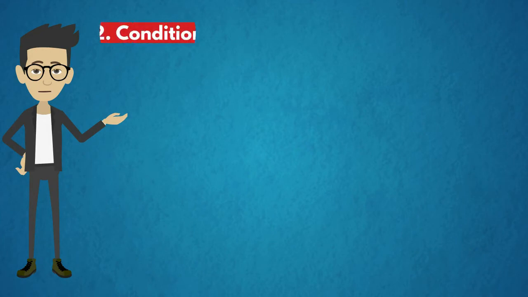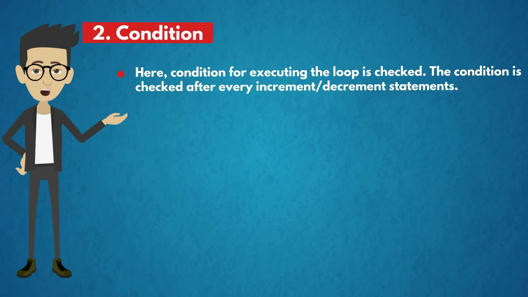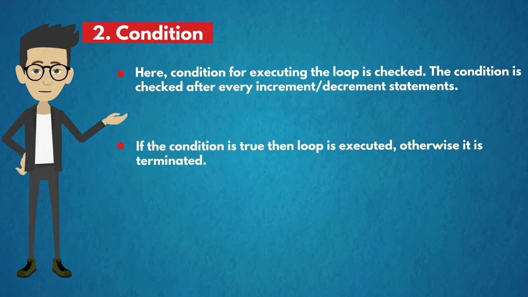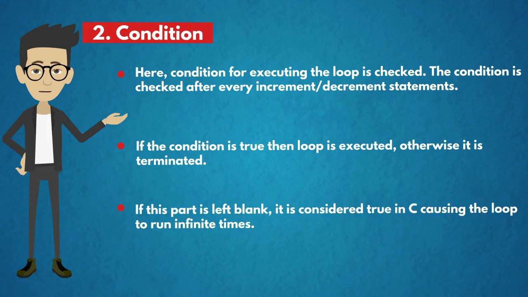Second component is condition. Here, the condition for executing the loop is checked. The condition is checked after every increment or decrement statement. If the condition is true, then the loop is executed. Otherwise, it is terminated. If this part is left blank, it is considered true in C, causing the loop to run infinite times. So we can say that condition is mandatory in for loop.